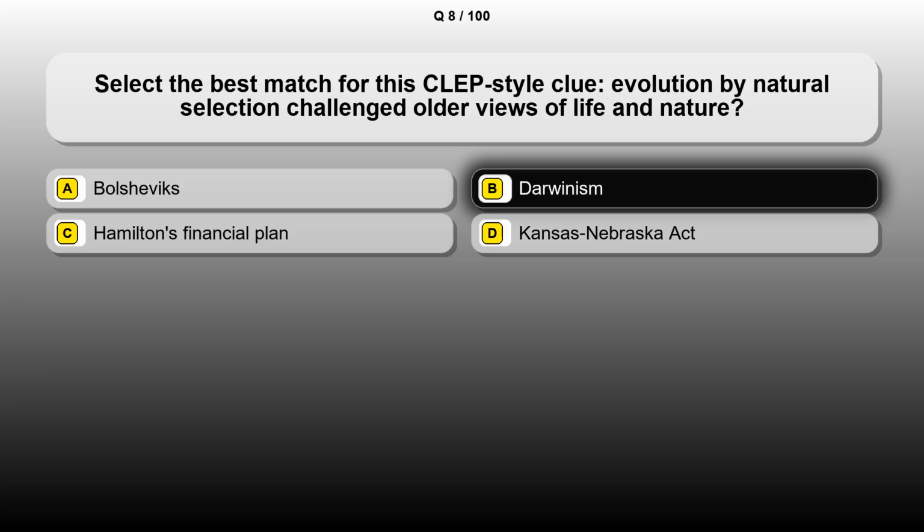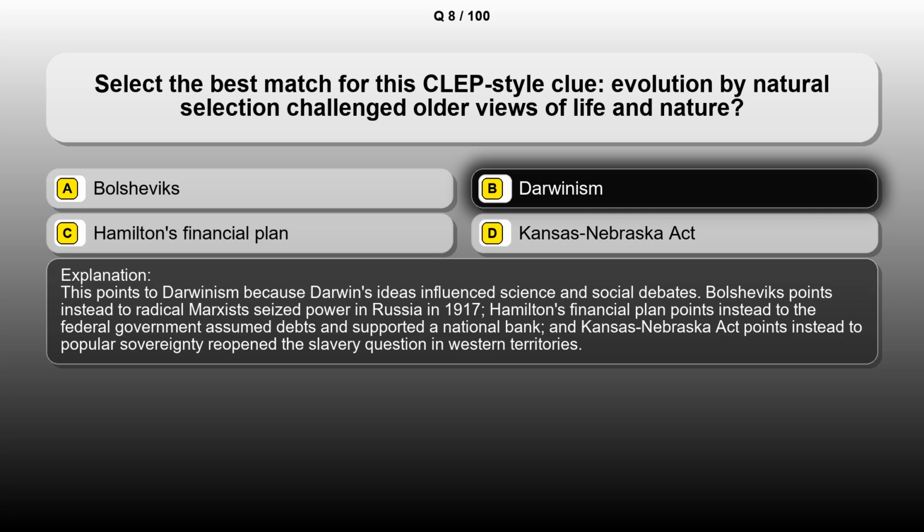The correct answer is option B, Darwinism. This points to Darwinism because Darwin's ideas influenced science and social debates. Bolsheviks points instead to radical Marxists seized power in Russia in 1917. Hamilton's financial plan points instead to the federal government assumed debts and supported a national bank, and Kansas-Nebraska Act points instead to popular sovereignty reopened the slavery question in Western territories.